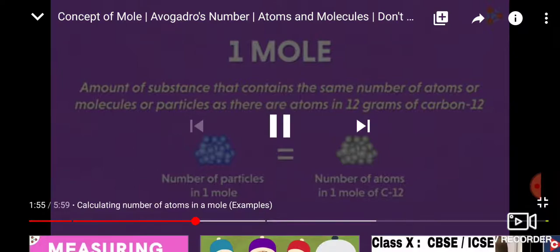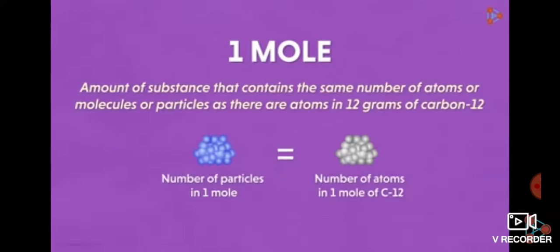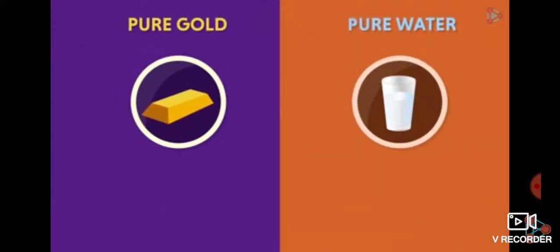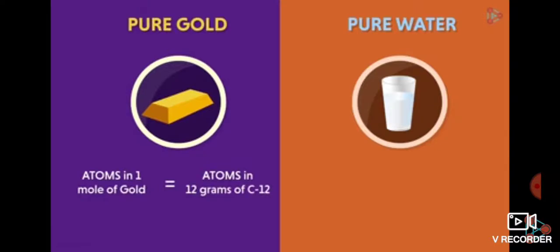Let's take many more examples to be absolutely sure. How about taking the same example of pure gold and pure water? When we say 1 mole of pure gold, then according to our definition, it will have the same number of atoms as the number of atoms in 12 grams of carbon-12. That means 1 mole of gold will have 6.022 times 10 raised to 23 atoms of gold.